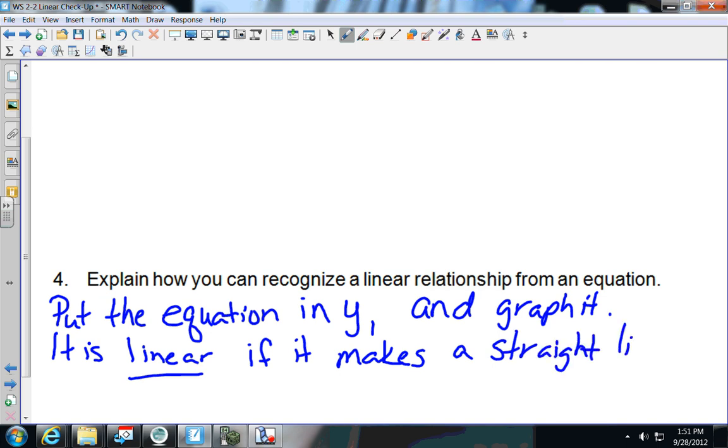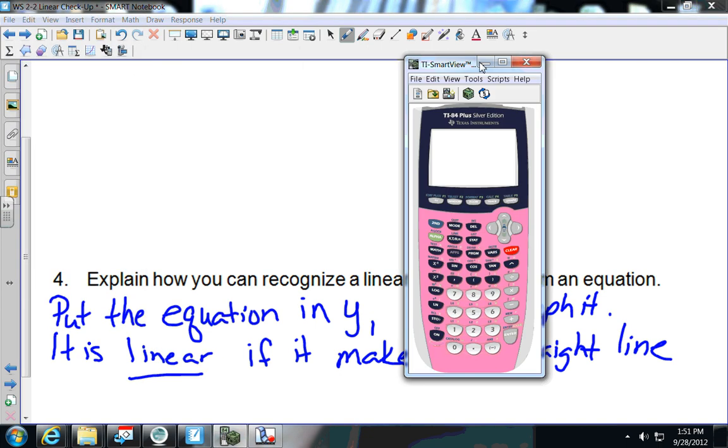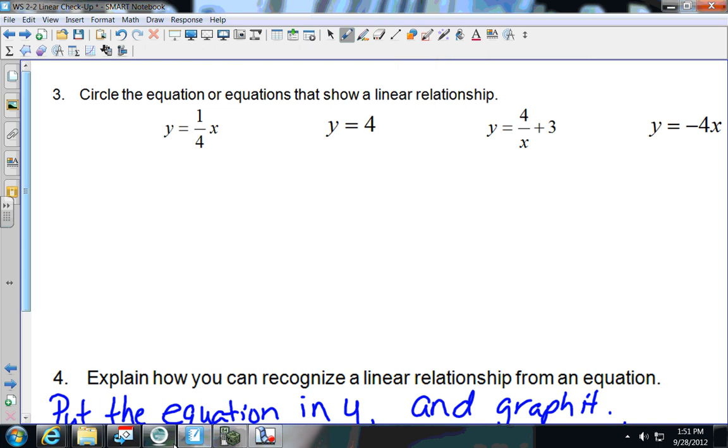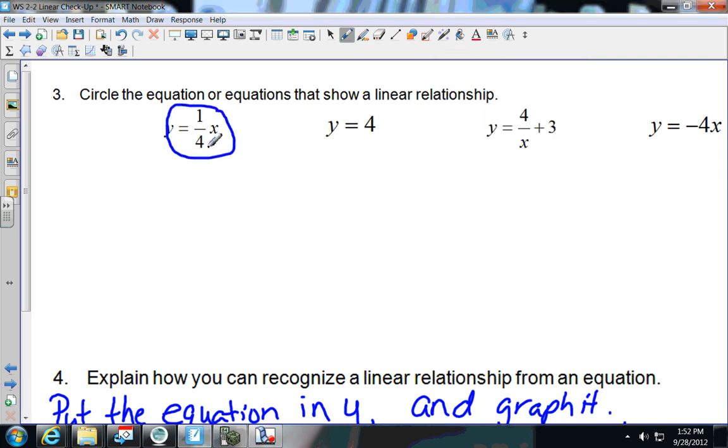Okay, so which one of these work? Let's grab my handy dandy calculator. First one, I'm going to go to y equals and put in 1 divided by 4 x and press graph. Some people say it looks jagged. It's just the way the calculator graphs it. But yes, this is a straight line, so this one works.